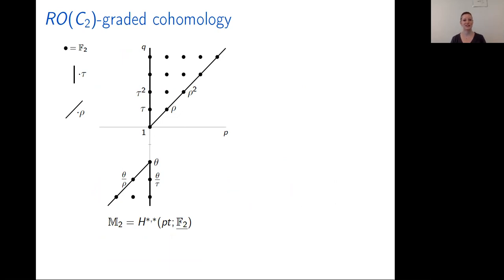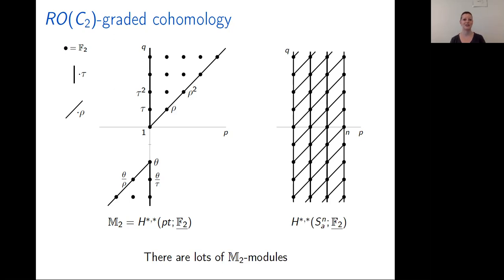Now, the cohomology of every C2 space is a module over this ring, but that means we have to consider modules over a non-Noetherian ring. And these can be quite complicated. As an example, here's the cohomology of the sphere with the antipodal action. We see this vertical strip with a bunch of copies of F2. The vertical lines here represent multiplication by tau, and the diagonal lines represent multiplication by rho. This is just one example. There are many complicated M2 modules. And computations here are quite complicated because of that.